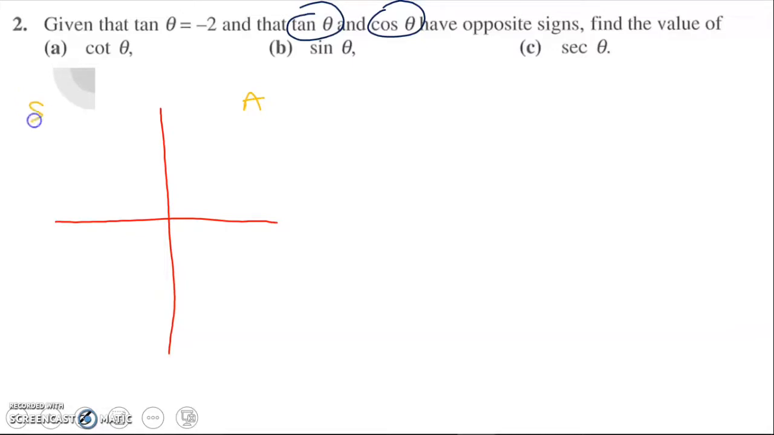Again, everything's positive there. Sine's positive right there. Tan is positive there, and cosine's positive there. So, with that being said, let's go ahead and determine this. Now I know tan and cosine have opposite signs, so it can't be Q1. Can't be Q2 because tan and cosine would be negative there.